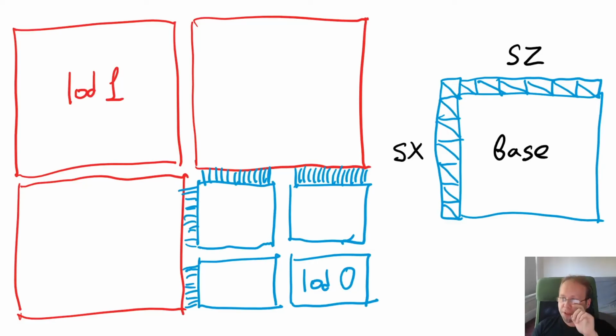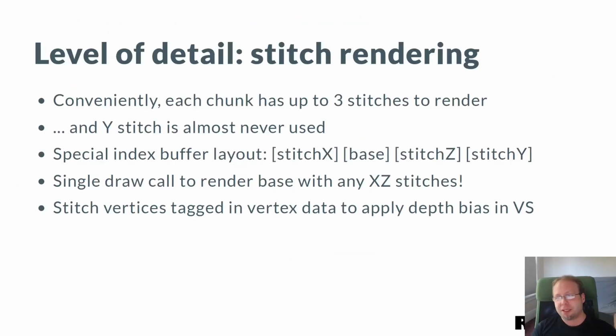And in a 2D picture, there's the base, which is the center of the chunk, and then there's stitch X and stitch Z, and you only have to render them if either of your neighbors on either side needs stitching. So has a different level of detail, or rather a coarser level of detail than you are. Now, the beauty of this is that there's at most 3 sides, and one of them, the Y side, Y being up, is almost never used for us just because of how the level of detail is computed, etc.